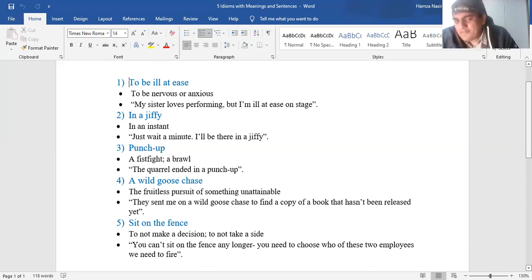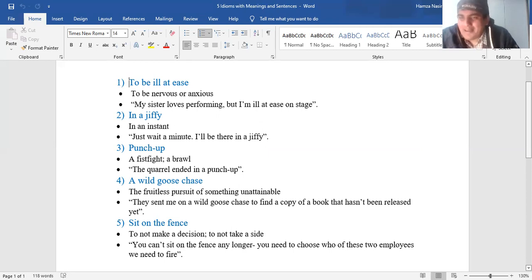A sentence could be, they sent me on a wild goose chase to find a copy of a book that hasn't been released yet. So obviously, when the book hadn't been released, how could you get a copy of it, right? So the wild goose chase is once again pursuing something that simply can't be achieved. They sent me on a wild goose chase to find a copy of a book that hasn't been released yet. Fifth and final idiom is sit on the fence.